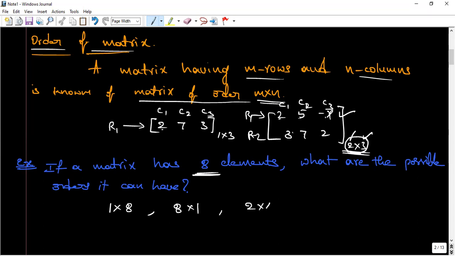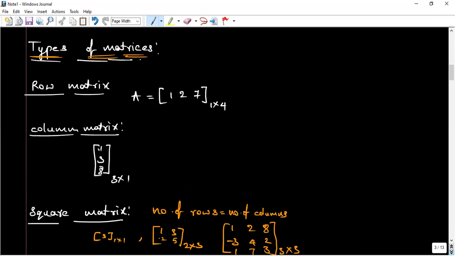2 rows and 4 columns, or else 4 rows and 2 columns. So these are the possibilities that I have. This type of matrices I can create with 8 elements. If a matrix has exactly 8 elements, like I can create a 1 by 8 matrix, an 8 by 1 matrix, a 2 by 4 matrix, and a 4 by 2 matrix. There are 4 possibilities that we can create.